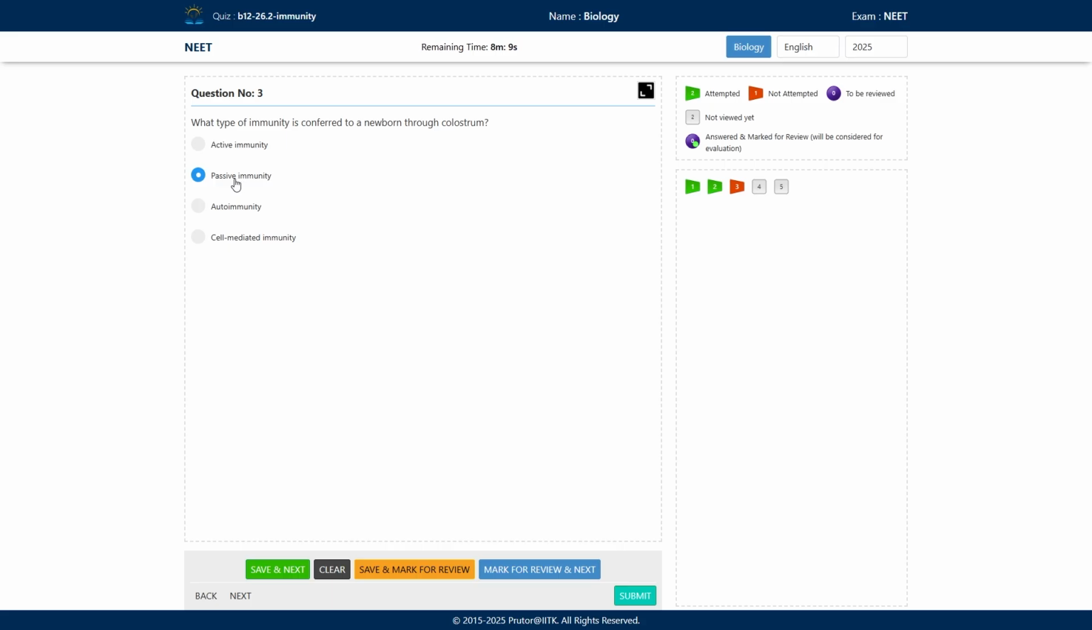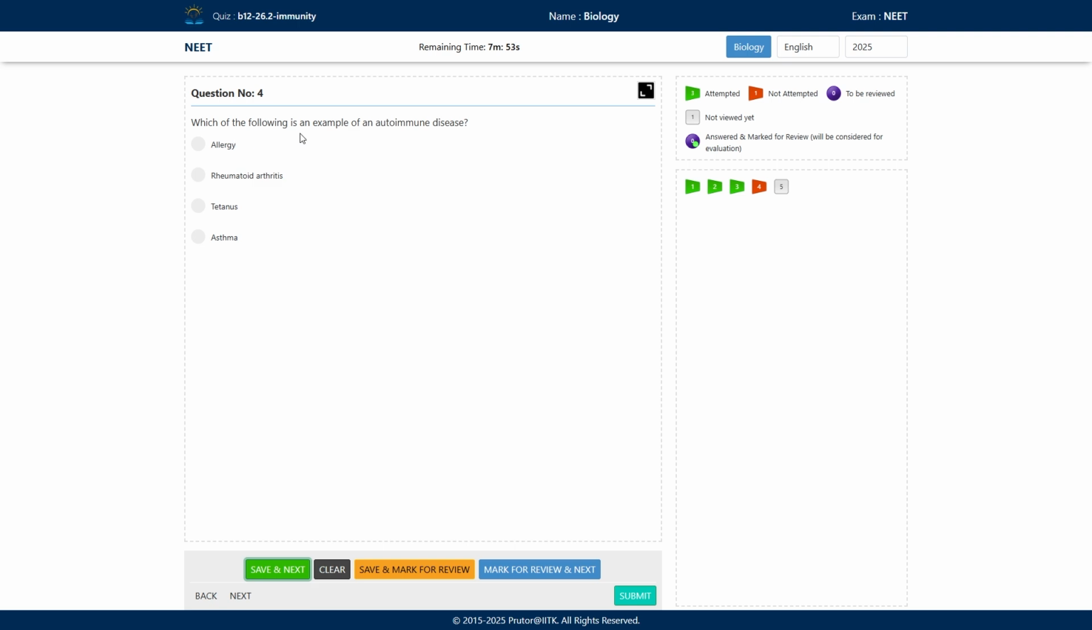In passive immunity, ready-made antibodies are introduced into the body of another person. Here the colostrum consists of IgA antibodies. During breastfeeding, these antibodies are transferred to the newborn child. So this is an example of passive immunity.